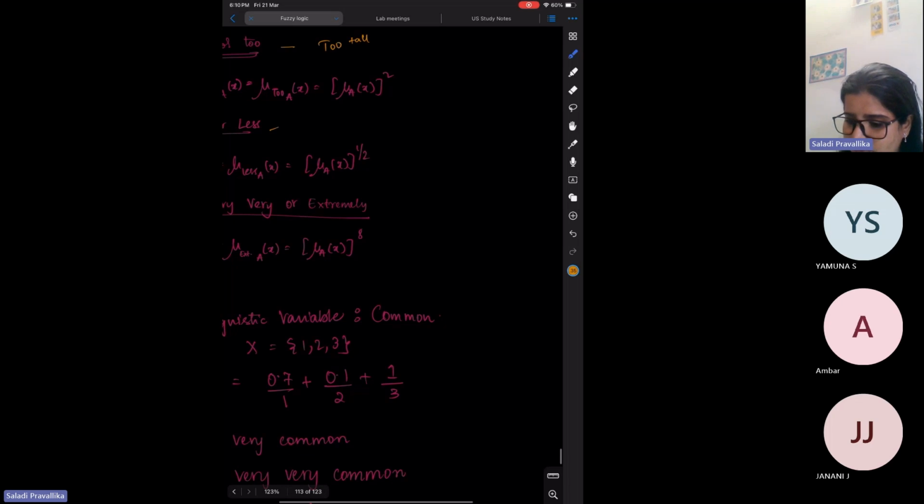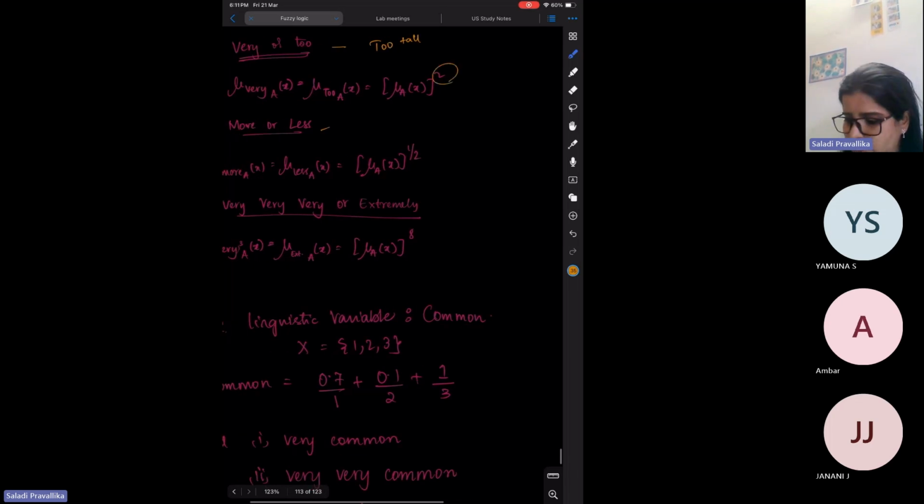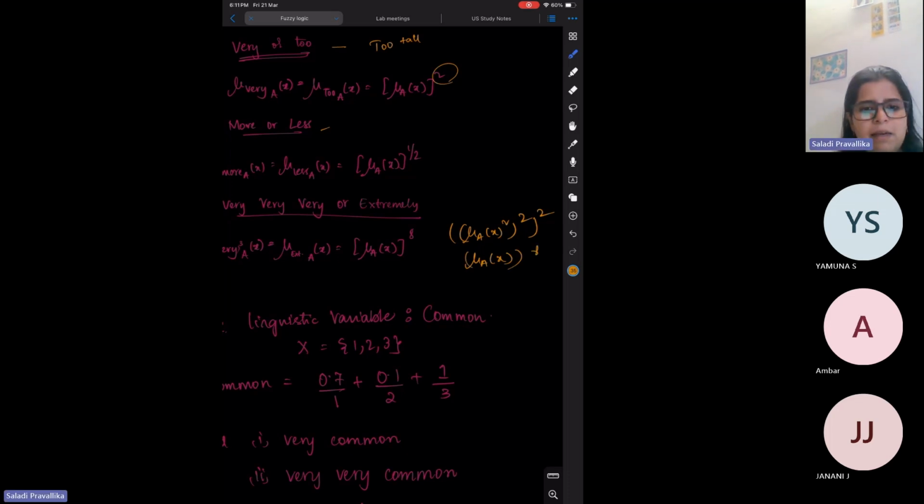So for one "very", you are squaring it, right? So now we have 3 "very"s. For the first "very", it is mu of A of x whole square. For the second "very", you have to square this. And for the third "very", you have to square once more. So now you are squaring the same membership value 3 times. 2 into 2 into 2, which is basically 8. You're basically multiplying it 8 times.